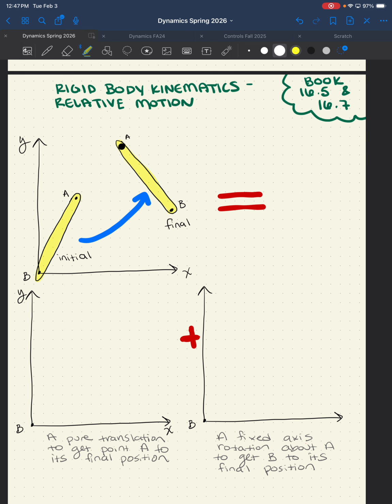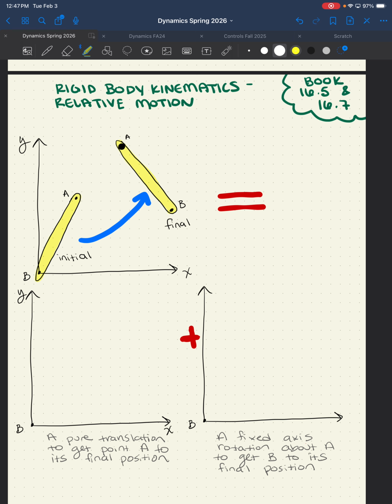Okay, so we mostly talked about fixed axis rotation, roll without slip, pure translation. Today we're going to look at the more general form of general planar motion, which means that the body could potentially be doing both translation and rotation. But we're thinking more about how do we relate the motion of one particle on that rigid body to another particle on that rigid body.